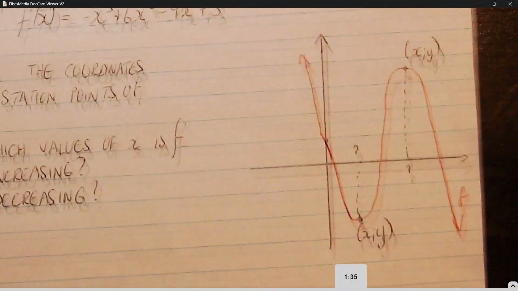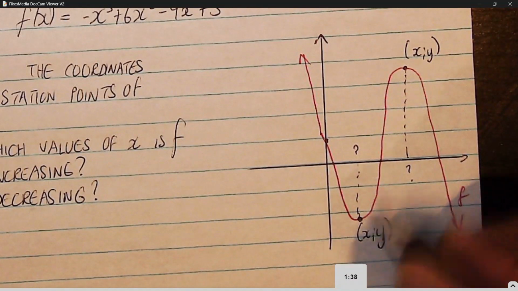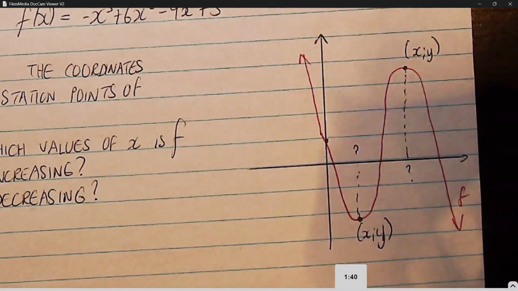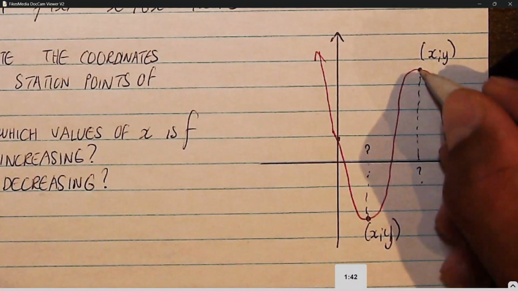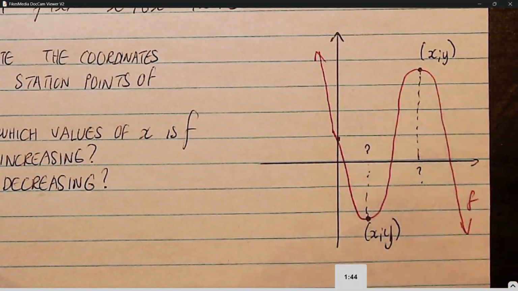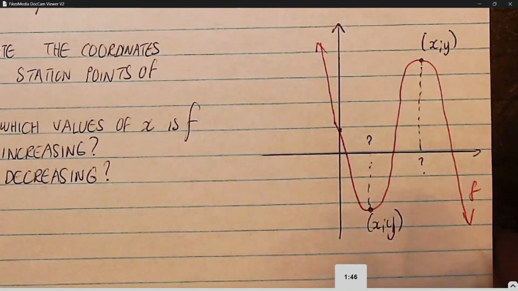After getting the values of x, we know that x lies on the graph of f, right? It means that to find y, we just have to substitute the value of x into our function in order to get what? The value of y, right?